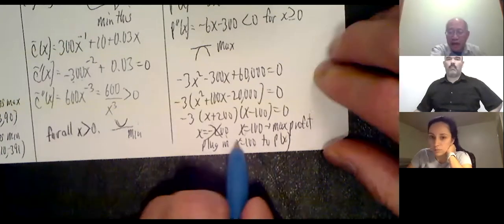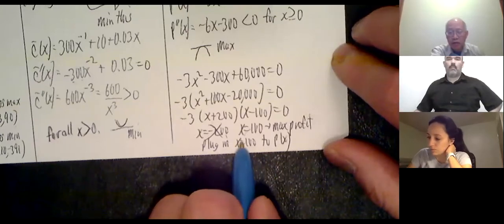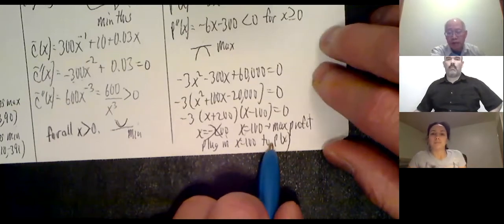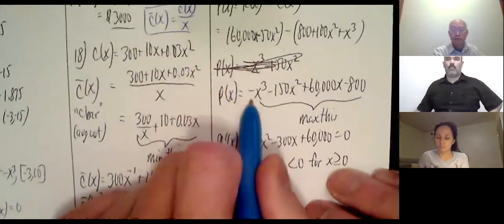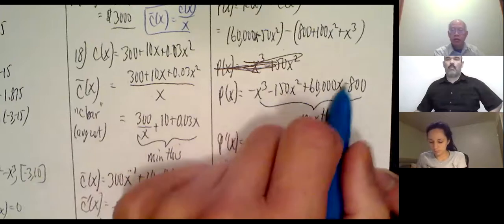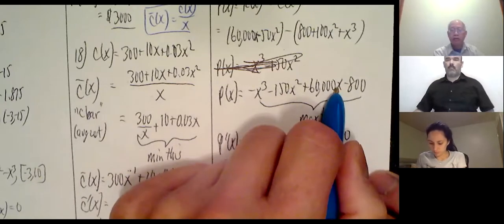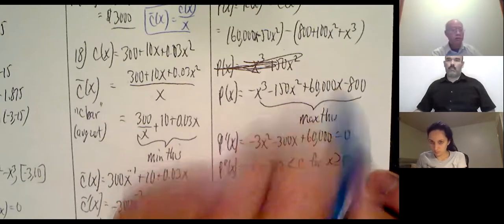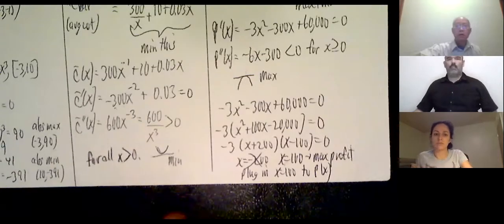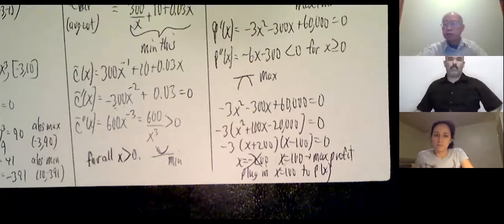So we know the x value that maximizes the profit is 100. To find the maximum profit, I'll leave it to you. Just plug in 100 back here, 100 there, 100 there, and your answer is going to be in dollars. All right, so that was it for my demonstration.